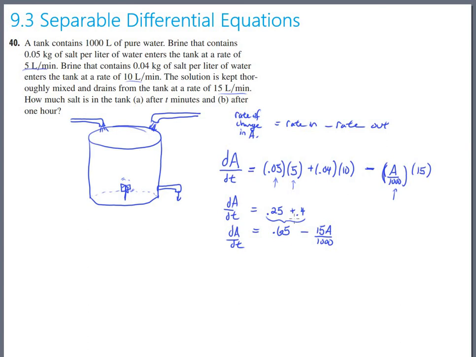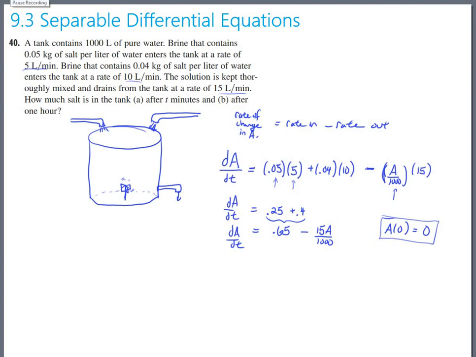I should point out we actually have an initial condition here. It says at the beginning, the tank contains 1,000 liters of pure water. So at time 0, the amount of salt in the tank is 0. So we do have an initial condition that will let us solve for the C eventually. But let's go ahead and see what we can do about solving this differential equation.